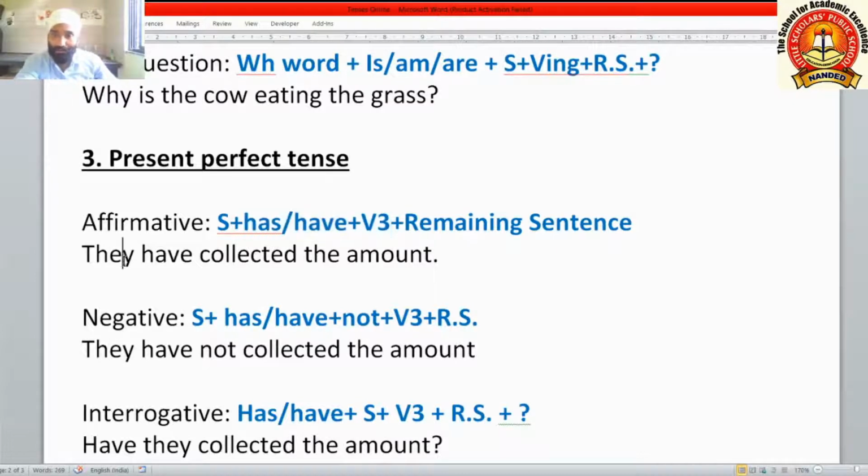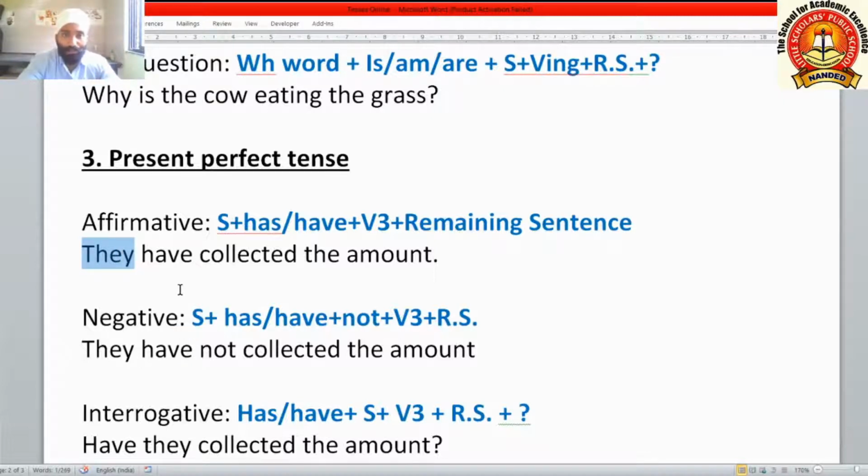Let us see the example. They have collected the amount. Here they is the subject, have is the helping verb, collected is the main verb with the V3 form. The amount is the object here. You can say remaining sentence also. Let us see the negative sentence here. Only "not" you have to insert here. Subject plus has, have plus not plus V3 plus remaining sentence. In this sentence we have used "have" because they is the subject here and they is plural.